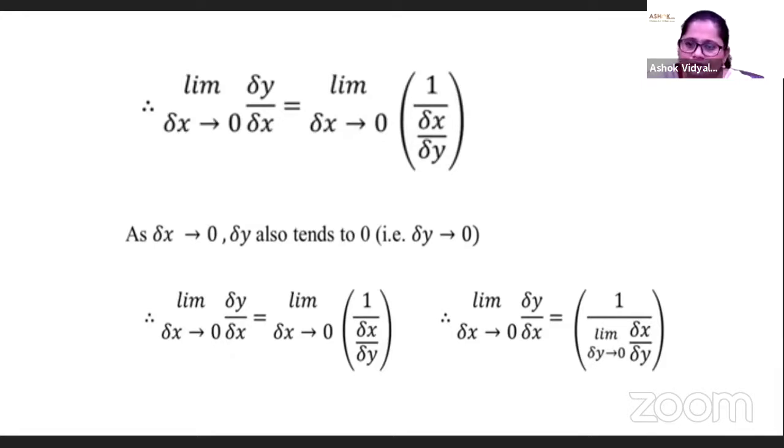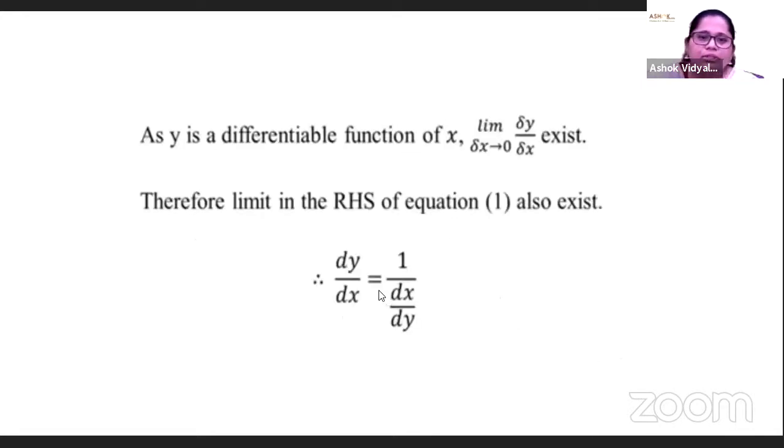And we use that y is a differentiable function of x. The limit of delta y by delta x as delta x tends to 0 exists, and it is dy by dx. Therefore, the limit of the right side of the equation also exists, which gives dy by dx is equal to 1 upon dx by dy.